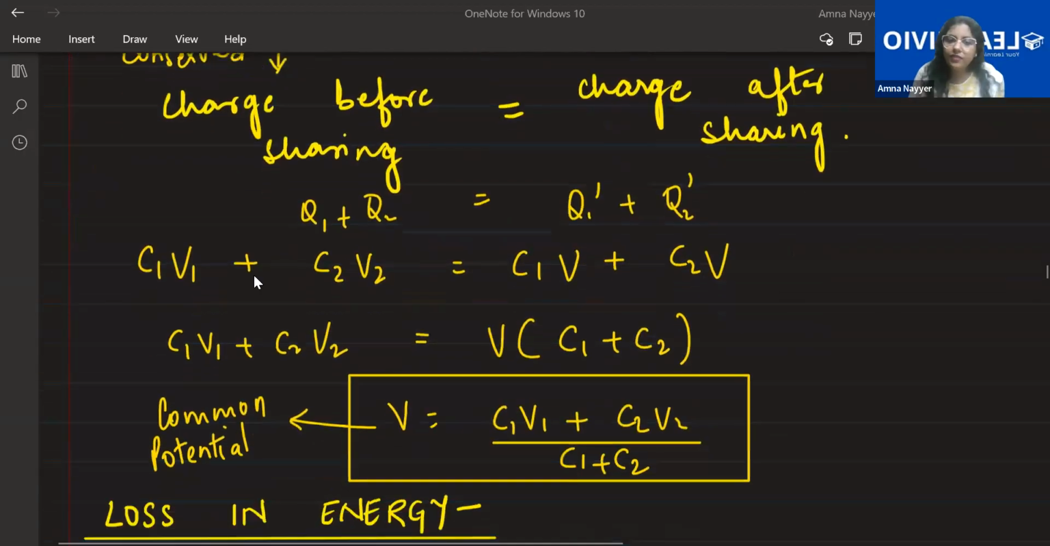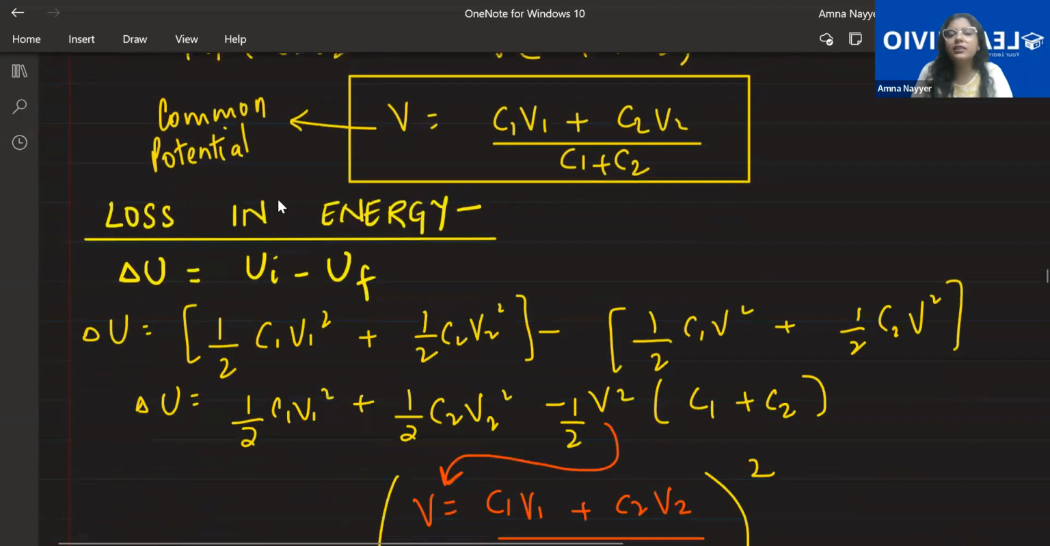So you can say C1V1 plus C2V2 is C1V plus C2V. V becomes the common potential. That is C1V1 plus C2V2 divided by C1 plus C2. This is the common potential. So for solving the common potential, you can use this formula, but this step is very important. If you are able to write this step every time, you'll be able to get this formula correct. Even if the questions give any change or something, you will be able to do that in that step. If it adds some charge or it does anything, you can just replace in this. So this step is very important.